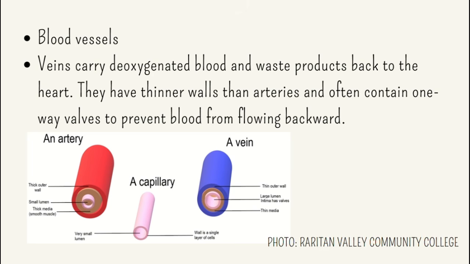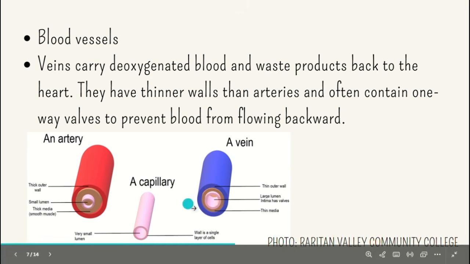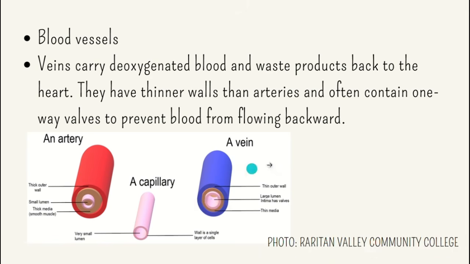And then these veins have valves to prevent the backflow of blood, because we don't want the deoxygenated blood to go where it's not supposed to. So now, as you can see, the vein has an extremely large lumen. Why do you think the vein has thinner walls, and why do you think the vein has such a big lumen?